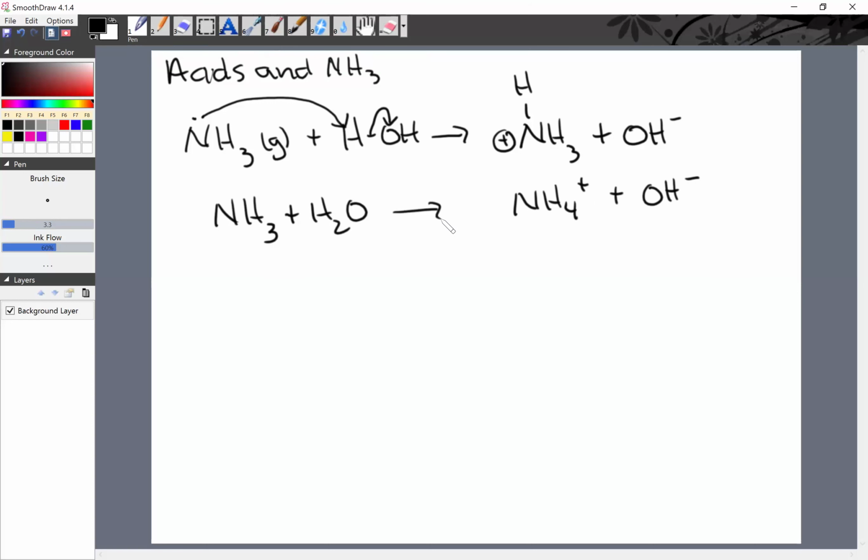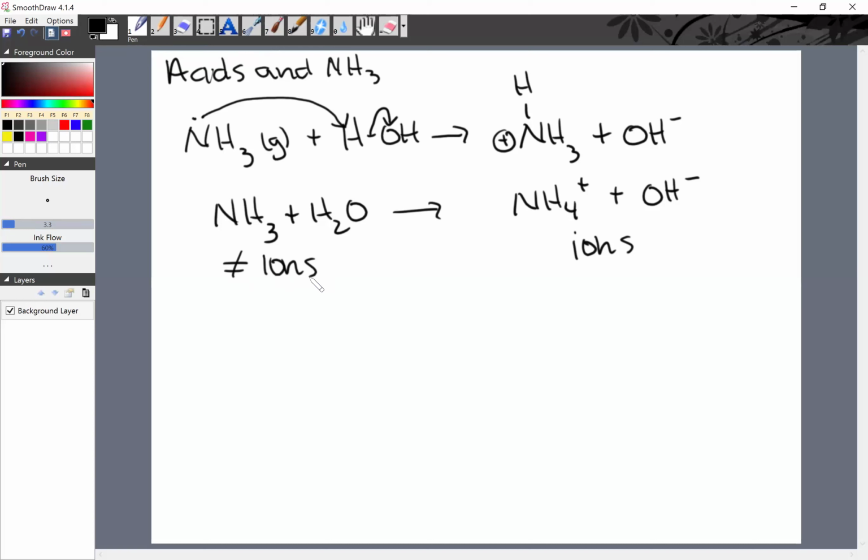If you take ammonia gas and put it in water, it will react and make the ammonium cation, and it will also make the hydroxide. But again, there are ions over here where there were no ions to start with. So this is an ionization reaction. That's the difference between the two types.